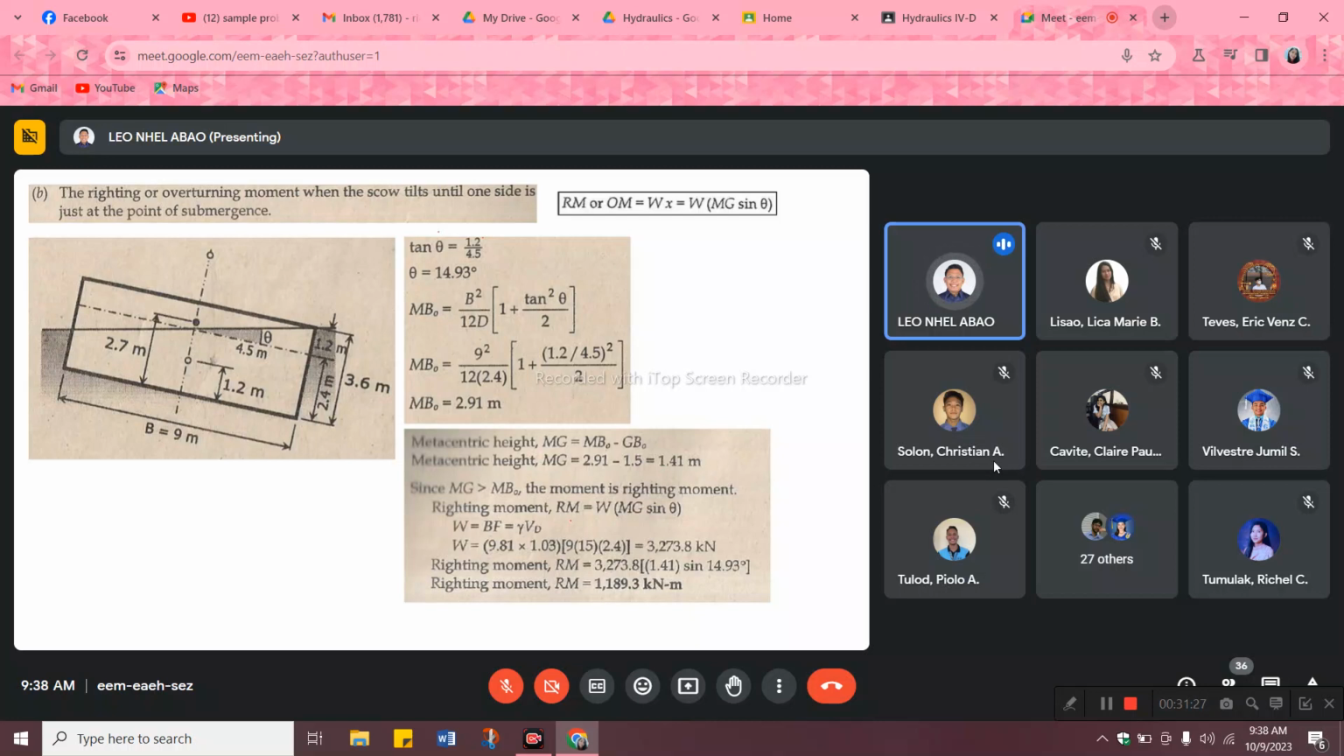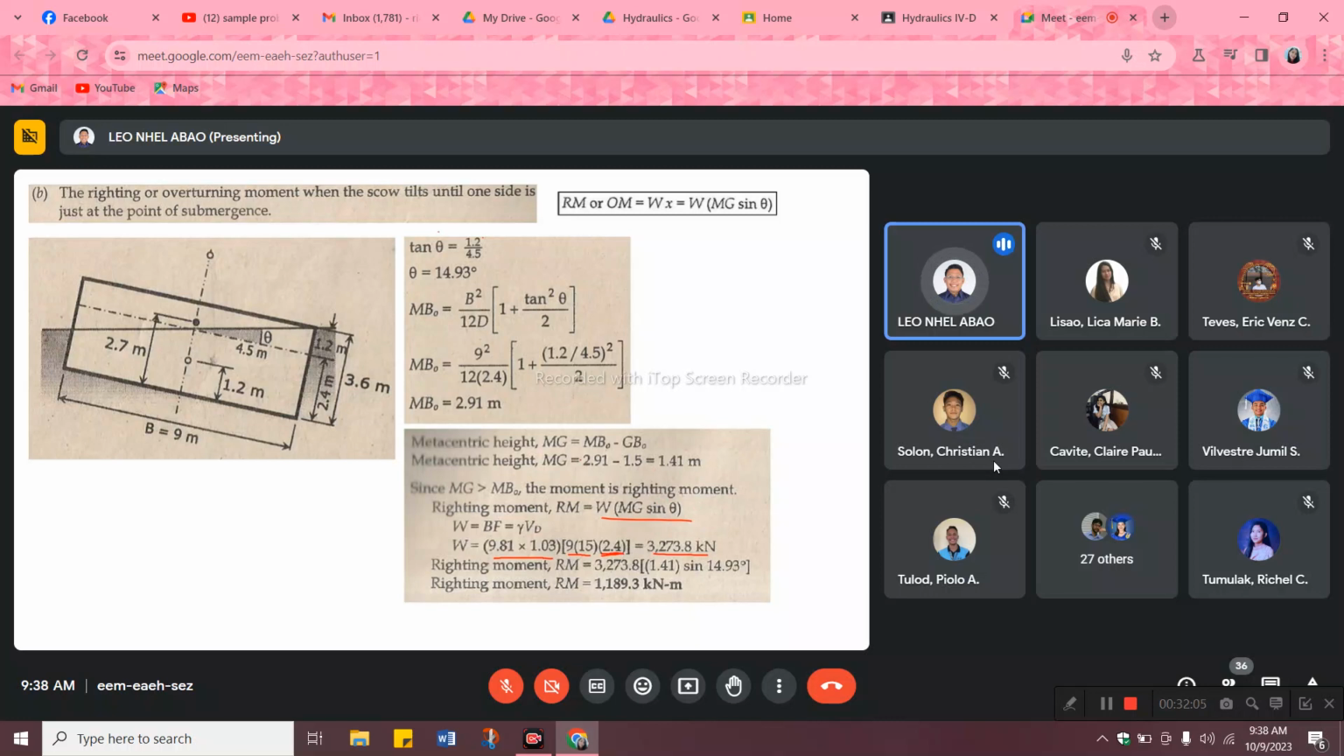For the righting moment, again, there is a formula. First, we need to find W. From our previous discussions, W is equal to the buoyant force, which is the unit weight times the specific gravity of the liquid times the volume displaced. We have 9 by 15 as the dimensions and the draft, the submerged height. Therefore, we get our weight.